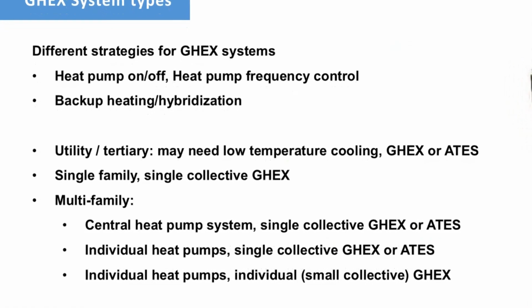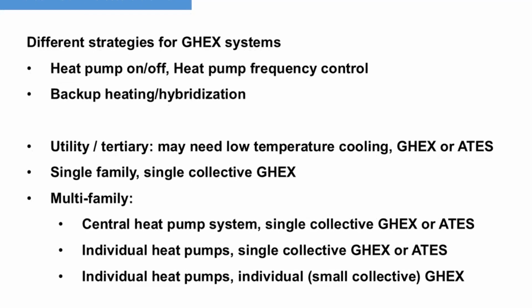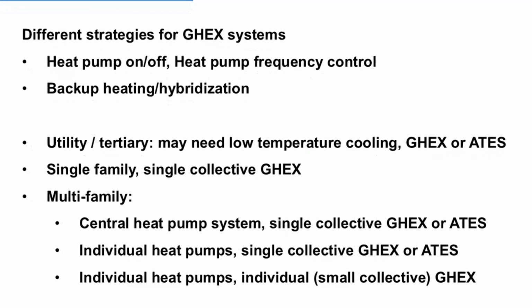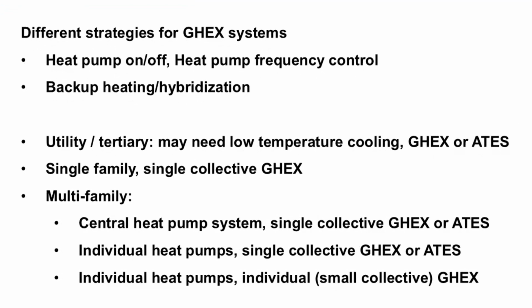Another consideration is the type of building. With large buildings, utility or tertiary buildings, you may need low temperature cooling, which can be supplied by the ground source heat exchanger or ATES system, the aquifer thermal energy storage, so basically closed loop or open loop systems. If we have a single family house, we would normally select a single small collective closed loop ground heat exchanger. For instance, a single borehole or 2 boreholes or 3 boreholes or horizontal heat exchanger.